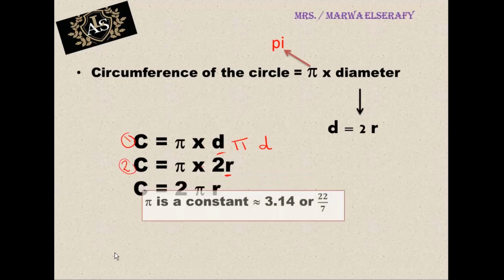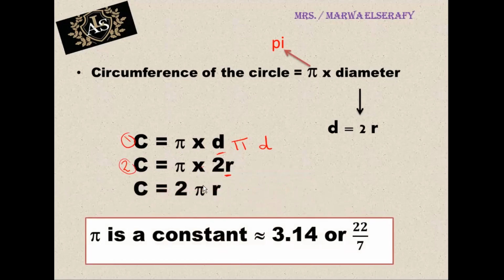And we must know that pi is a constant. Pi doesn't change. It's a constant value, approximately equal to 3.14 or 22 over 7. He gives it to you in the problem. Maybe he says that pi equals 3.14, or maybe he says that pi equals 22 divided by 7.